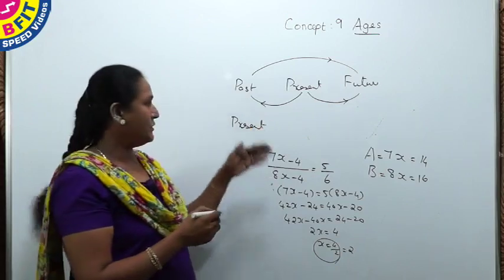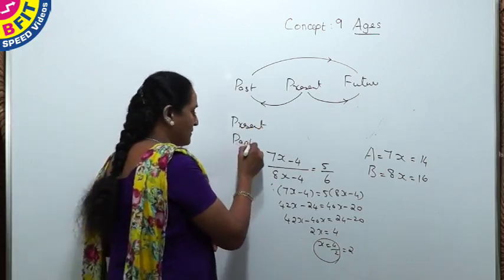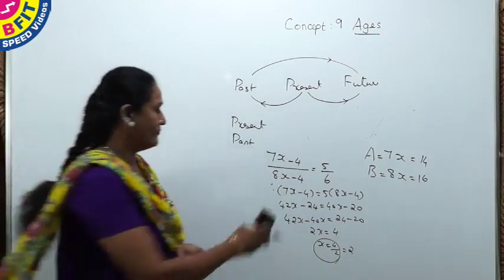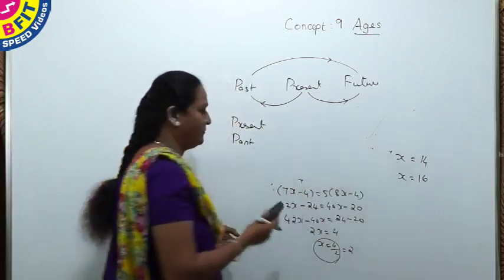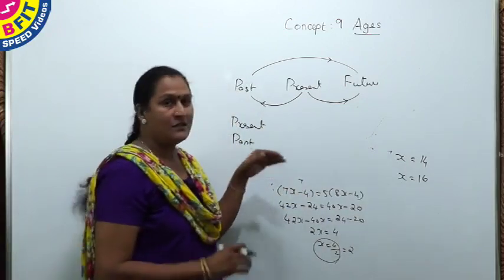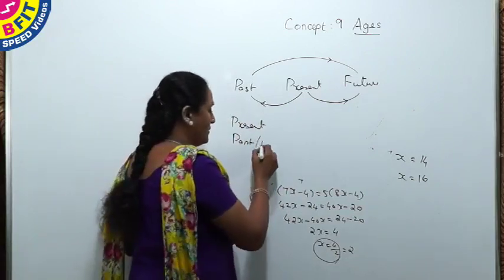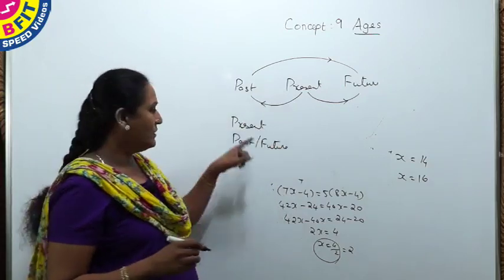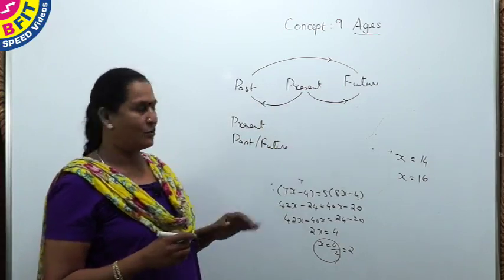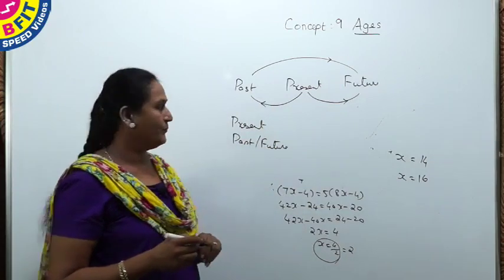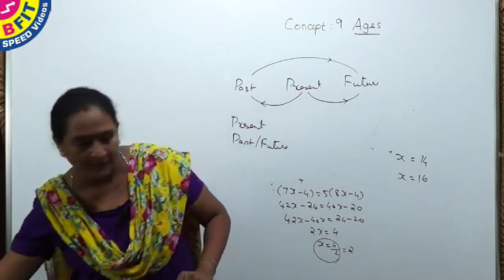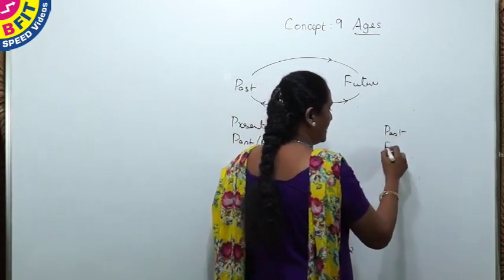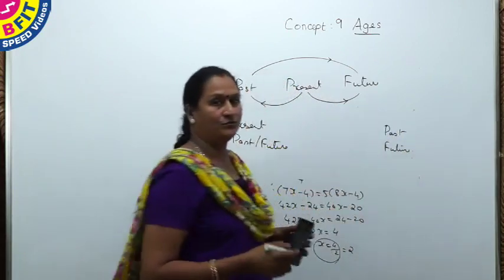So when they give present ratio and past, write the present ratio in the first row, past ratio in the second row. If suppose they give present and future, then write present in the first row and future in the second row. So whenever you have the present ratio given, write the present ratio in the first row, past or future in the second row. Suppose if past and future is given, write the past in the first row and future ratio in the second row.